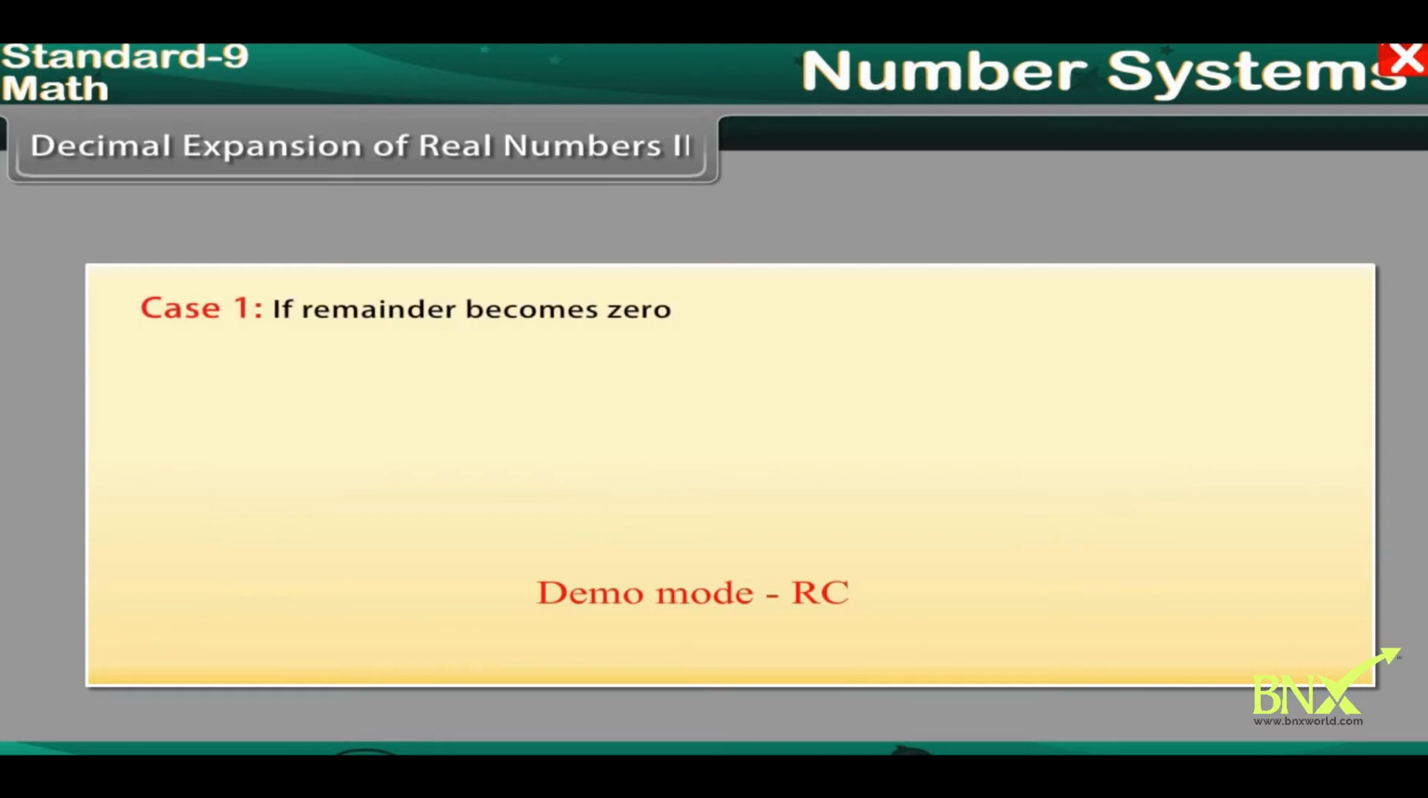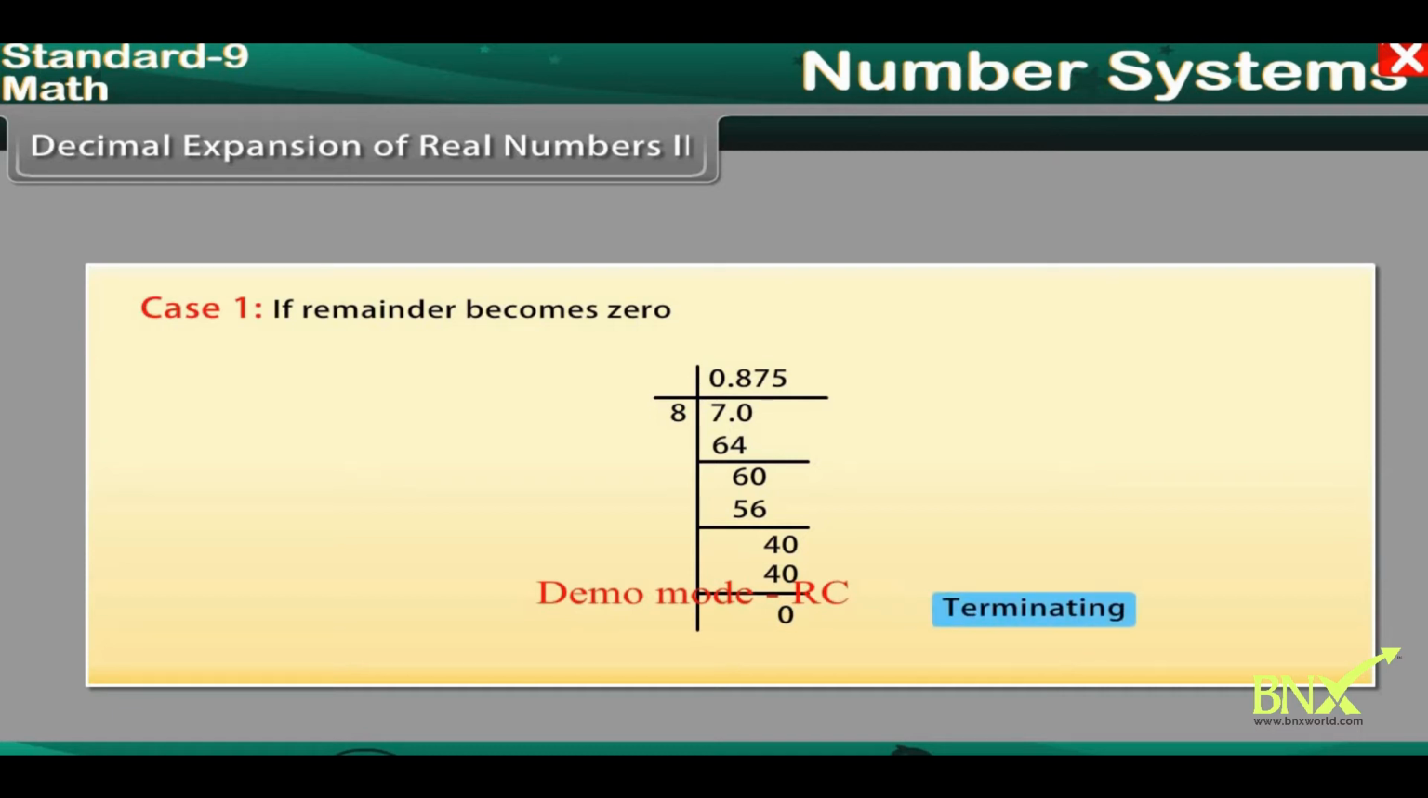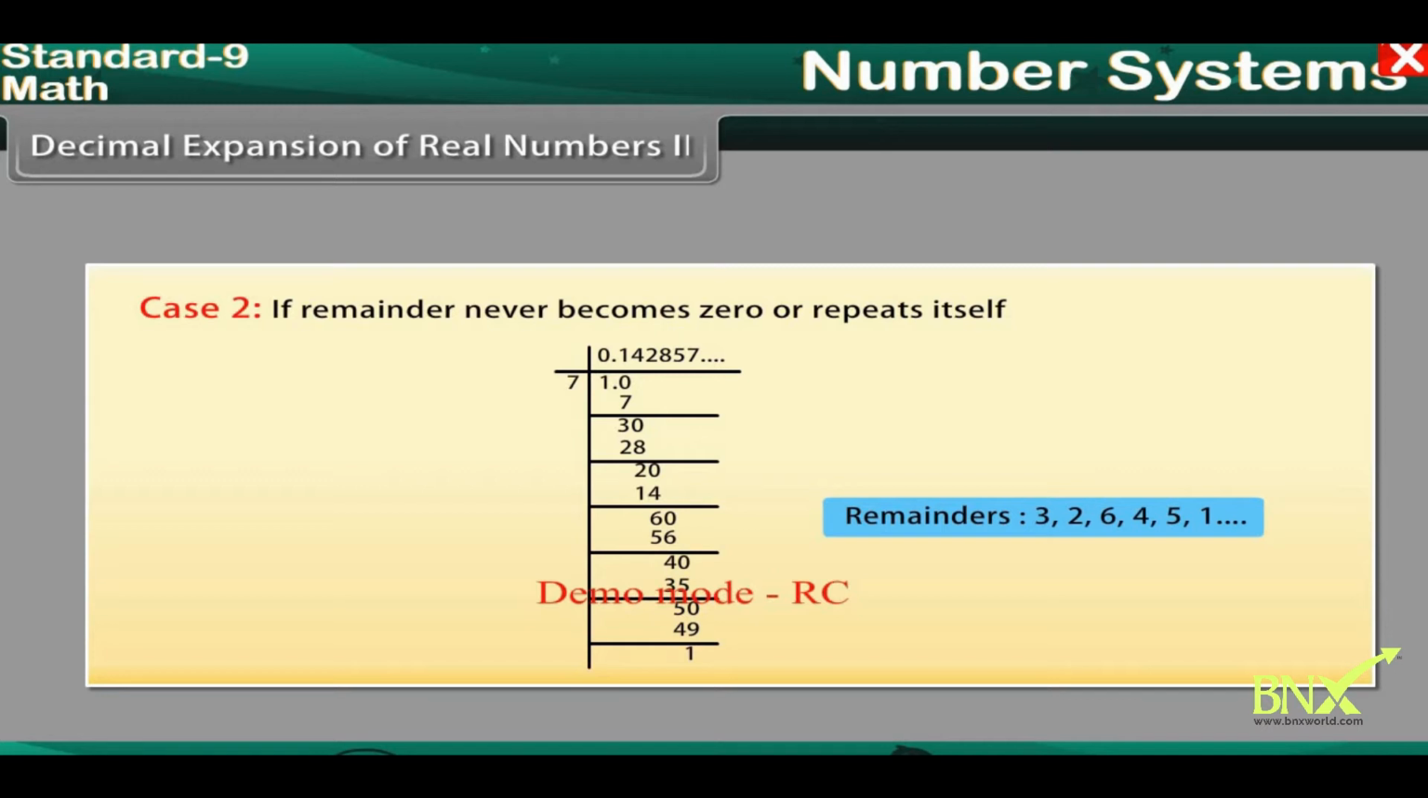Case 1 is if the remainder becomes 0, then the decimal expansion ends after a finite number of steps. The decimal expansion of such numbers is terminating. Case 2 is if the remainder never becomes 0 or repeats itself, then the decimal expansion of such numbers is non-terminating recurring.